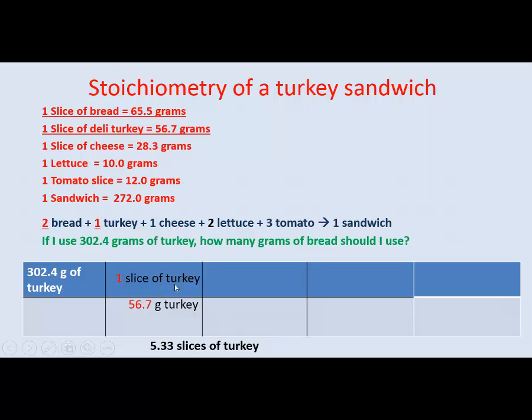Now, once I get to slices of turkey, I can use my stoichiometric ratio, which is going to be 1 slice of turkey for every 2 slices of bread. So I'm dividing by 1 slice of turkey to cancel my units out for every 2 slices of bread that I should use. So I calculate there with the heart of my stoichiometry problem with my stoichiometric ratio that I should be using 10.7 slices of bread.